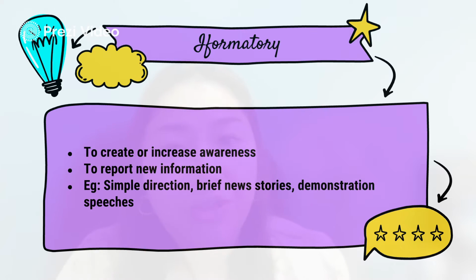Number one is simple direction. You can inform your audience on how to use passes in your IPM. That's what we call a simple direction. You direct your audience on how to go from the back gate to the engineering faculty, for example.